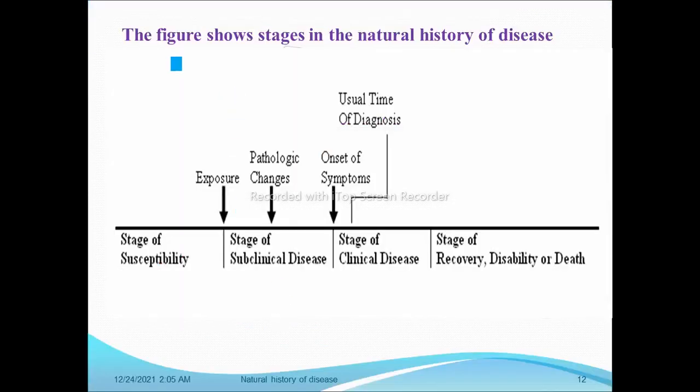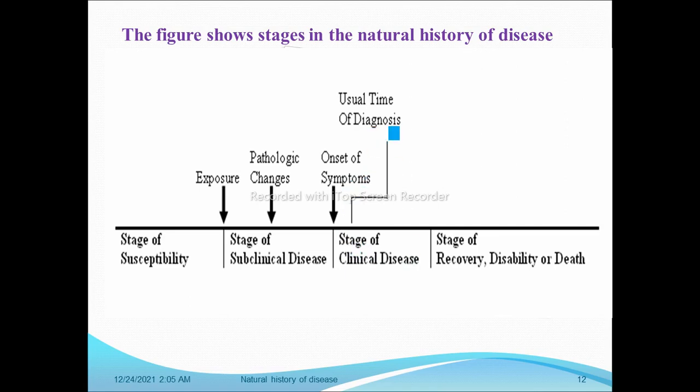When we see the figure, this is the stage of the natural history of disease. First, there is the stage of susceptibility. The second one is after exposure: there is the stage of subclinical disease. In the stage of subclinical disease, pathological changes occur. So changes happen that lead to illness or disease here in the stage of subclinical disease. After onset of symptoms, there is the stage of clinical disease.